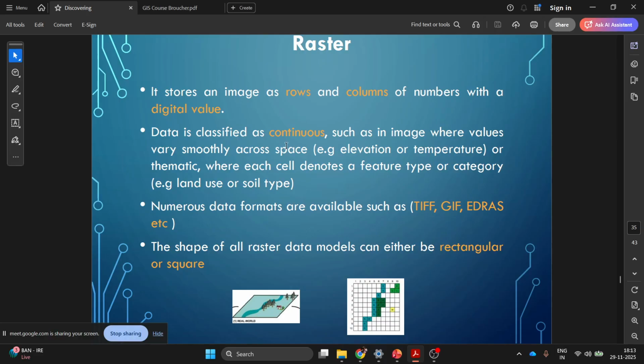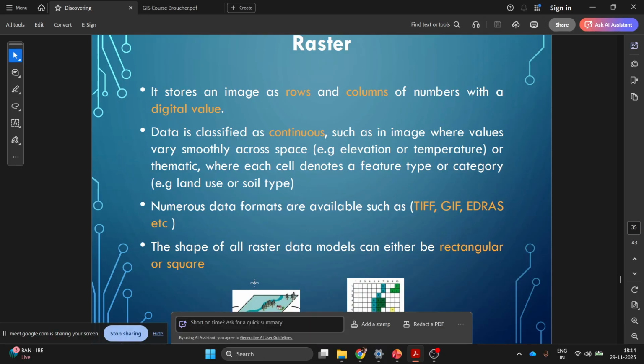as continuous. Okay, in that case, I think it is non-continuous, such as an image where values vary smoothly across space. Example, elevation or temperature, or thematic, where each cell denotes a feature type or category. Example, land use or a soil type.